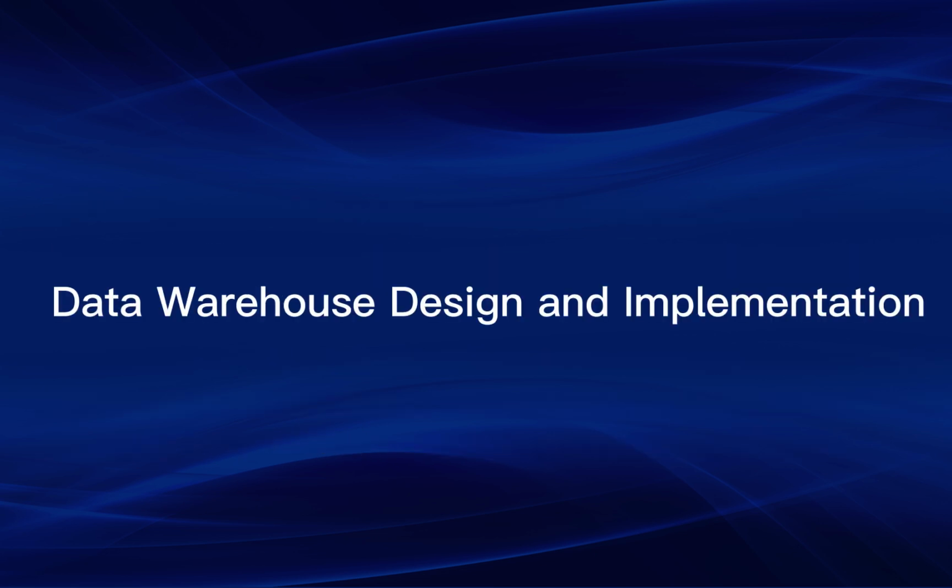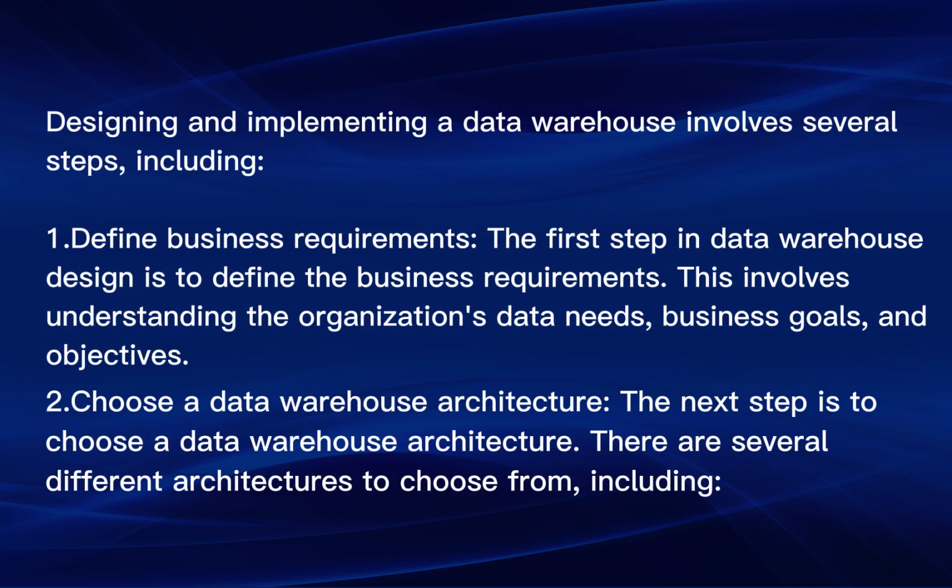Data warehouse design and implementation. Designing and implementing a data warehouse involves several steps, including: 1. Define business requirements. The first step in data warehouse design is to define the business requirements. This involves understanding the organization's data needs, business goals, and objectives. 2. Choose a data warehouse architecture. The next step is to choose a data warehouse architecture.